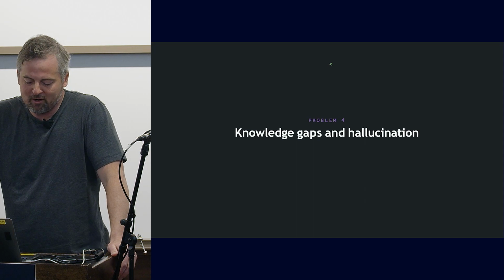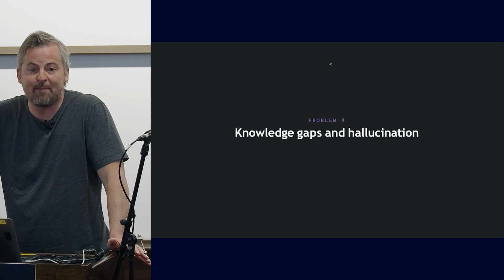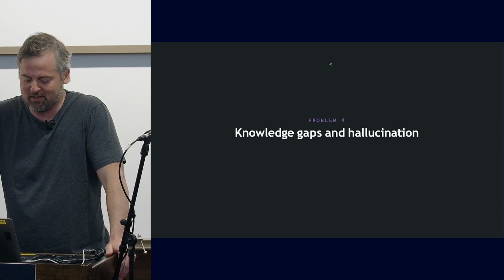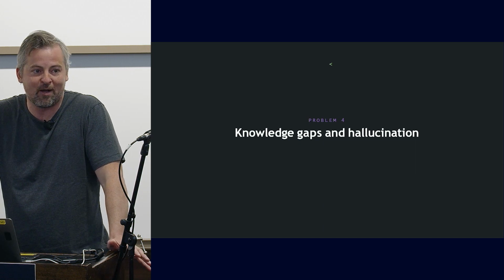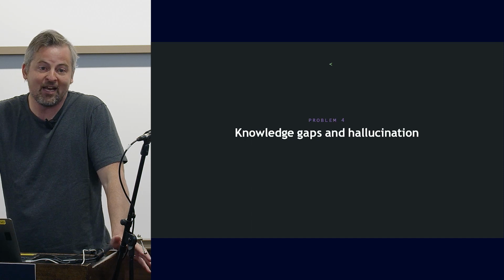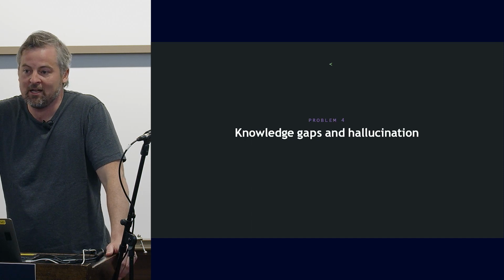So problem 4, knowledge gaps and hallucination. This is a huge topic, but one of the problems with these models is that they don't have the knowledge about your own domain, and they often hallucinate knowledge, right? Where that means they make things up, okay?